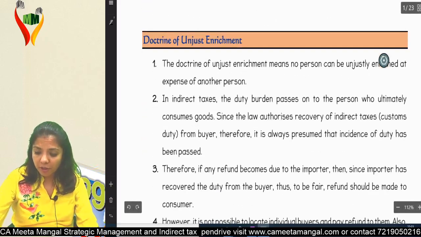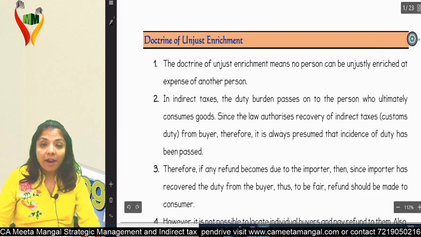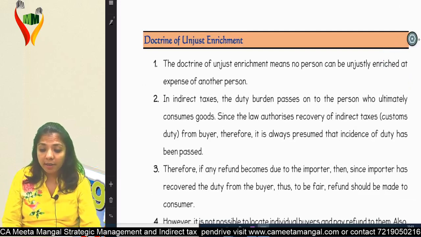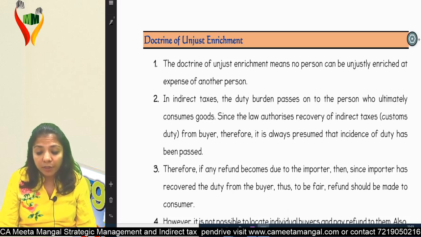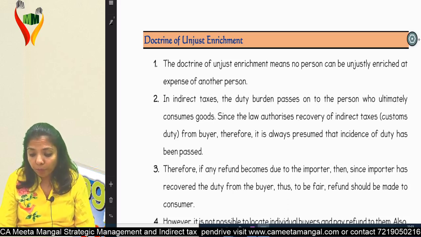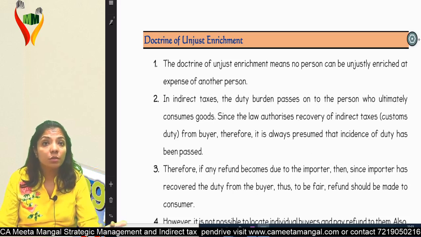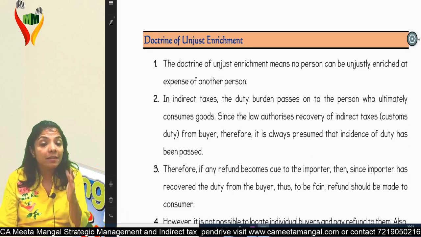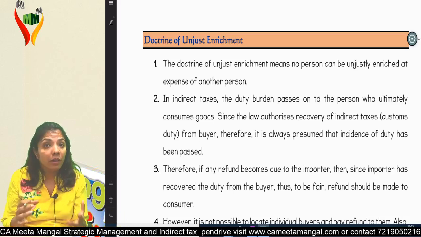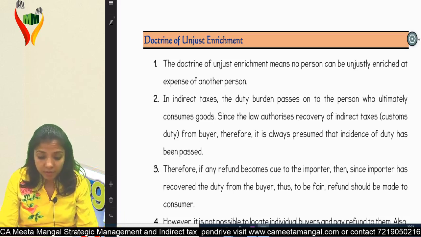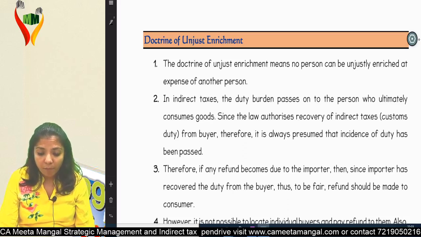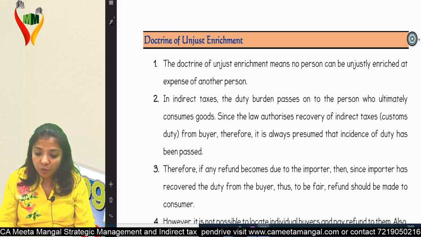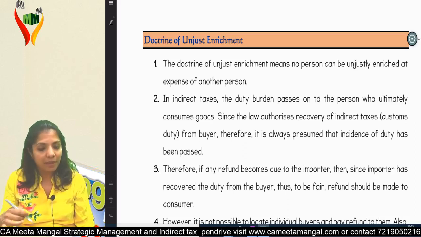The doctrine of unjust enrichment means no person can be unjustly enriched at the expense of another person. In indirect taxes, the duty burden passes on to the person who ultimately consumes the goods. At the end of the day, who pays the tax? I mean, who gets that burden? The end consumer. Since the law authorizes recovery of indirect tax, customs duty from the buyer, it is always presumed that the incidence of duty has been passed.